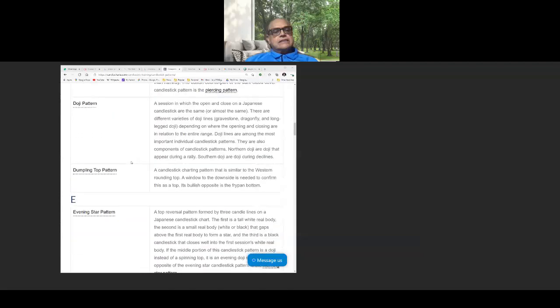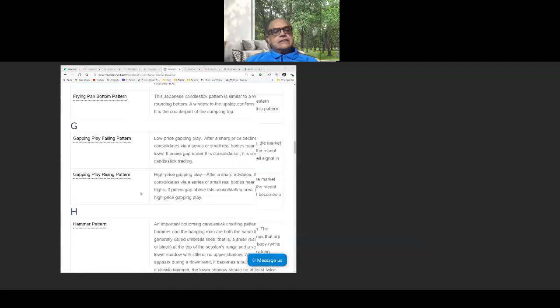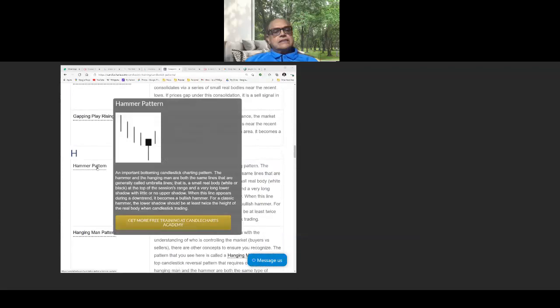And then there is the evening star and the morning star. The hammer pattern is also something I use. A hammer is a pattern where the stock is trending down, and then you see a hammer pattern like this on one day. The next day it goes up like this. Then it's a bullish pattern.